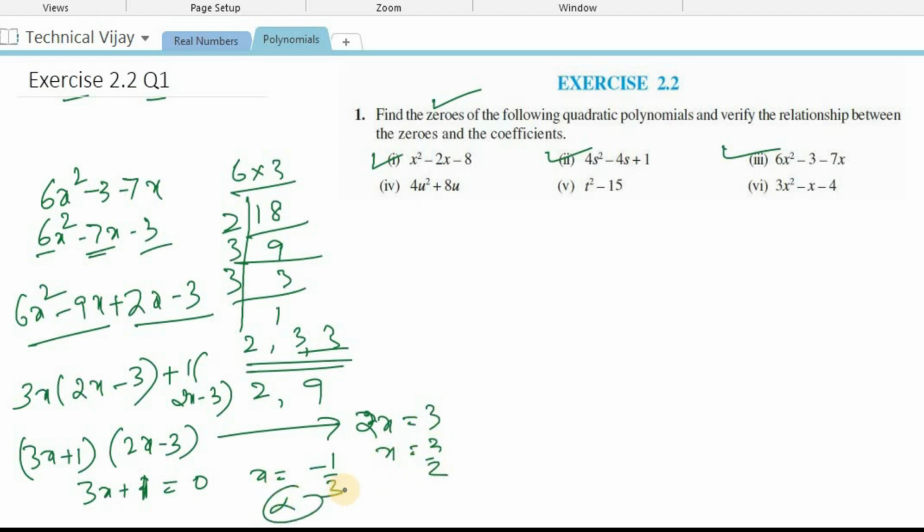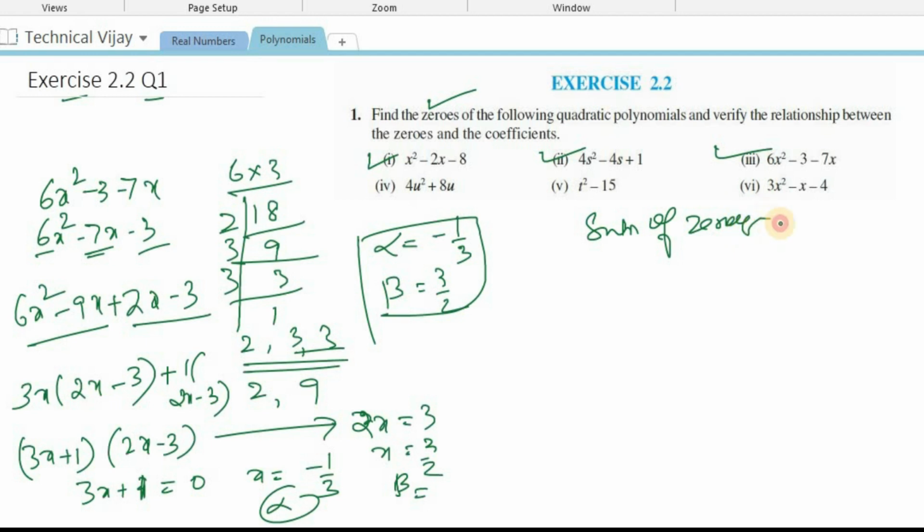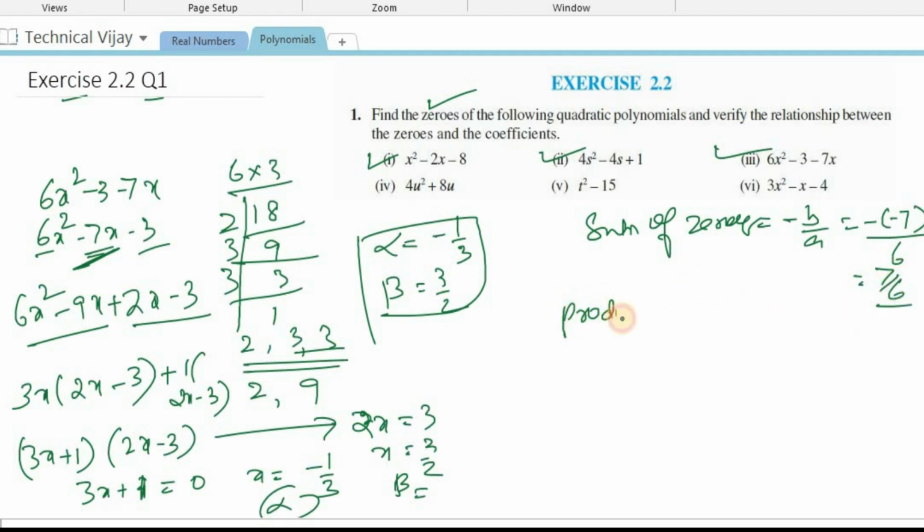So this is alpha, this is beta. Alpha is equal to minus 1 by 3, beta is equal to 3 by 2. This we have got as the zeros. So now we will verify with the coefficients. For verifying that, sum of zeros is equal to minus b by a. Here minus b means this one, this is b, so minus of minus 7, and a means 6. This is 7 by 6. Product of zeros is c by a. c means minus 3, a means 6. So minus 1 by 2.